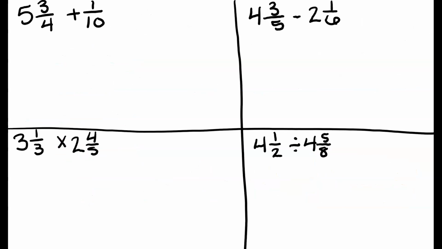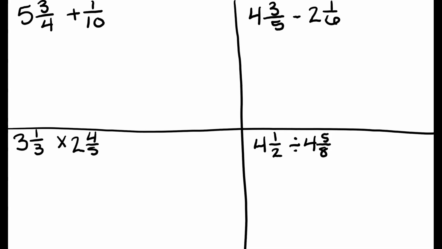For problems 6 through 11, they want us to perform the indicated operation. This part is really nice because we don't have to figure out what kind of math problem we're doing. They have already told us. So number 6 says 5 3/4 plus 1/10.